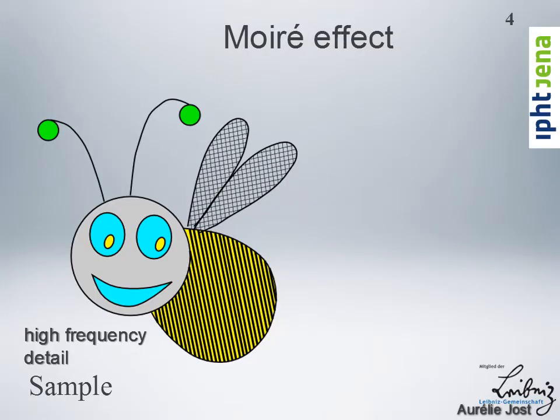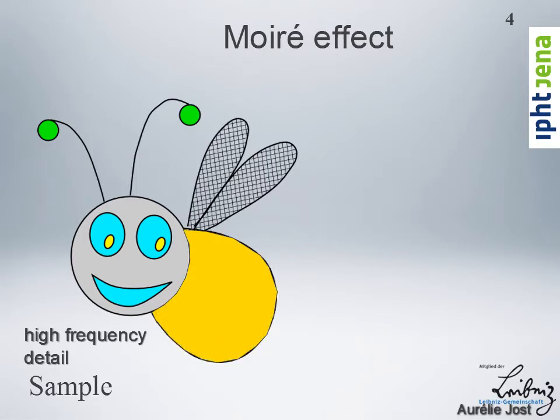This is summarized in this slide as well. You see here an object, this little bee that Aurélie just drew, with a periodic pattern on it. In a normal microscope, we would not be able to resolve these features, because it's beyond the Abbe limit. The microscope would just blur it out. What you see would be like shown here, an equally yellow screen.